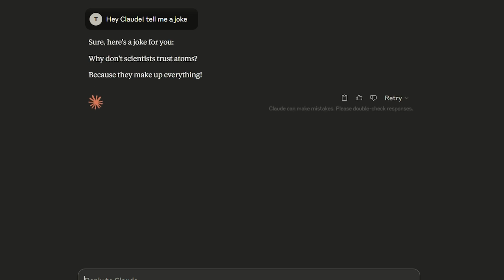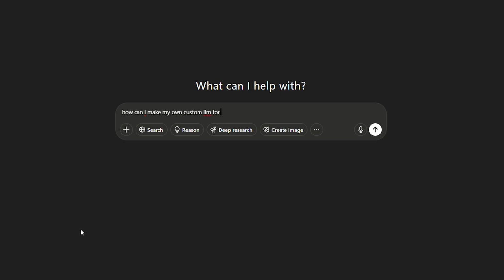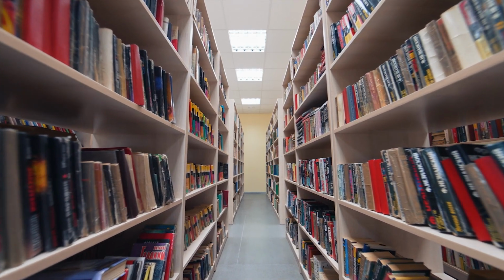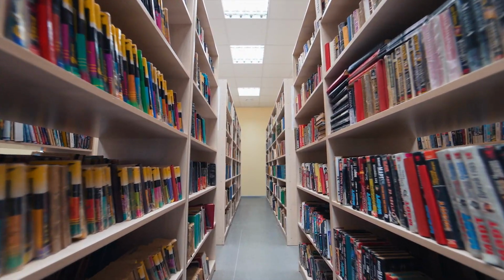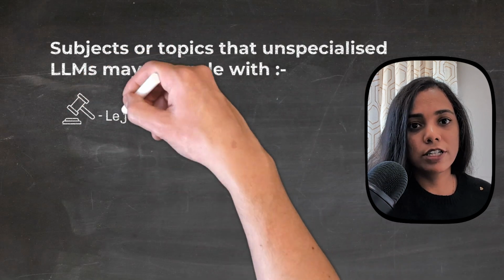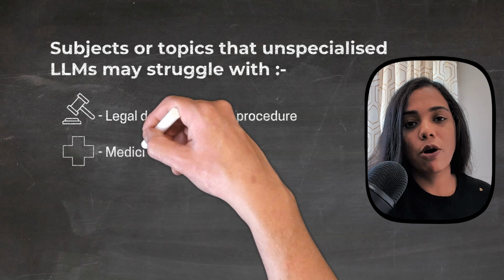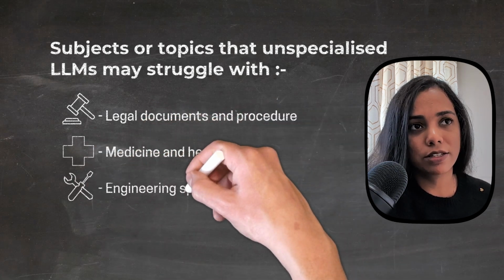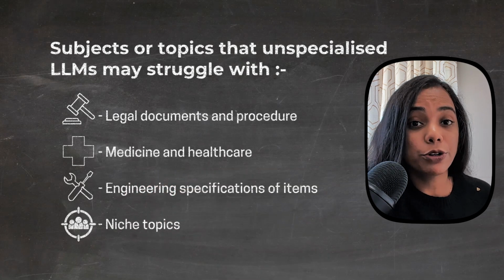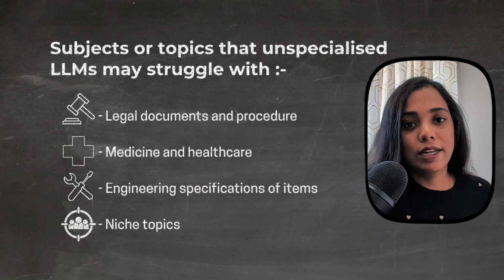LLMs excel in generating human-like text, like answering questions or summarizing information, because they are trained on huge amounts of general data. However, if your project requires in-depth knowledge about specialized things like legal documents, medical documents, engineering specs, or anything like that, there is a gap between what the LLM knows and what your users need. Adapting your LLM bridges this gap. So let's look at the strategies that can be used to adapt an LLM for your specific task.